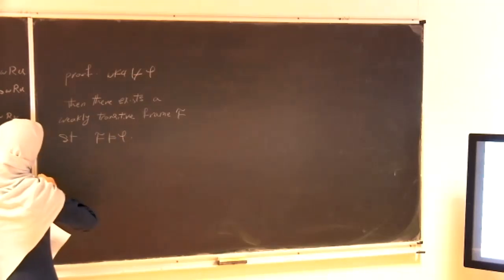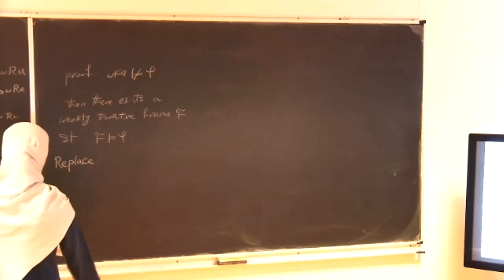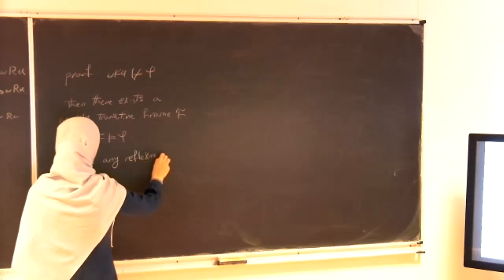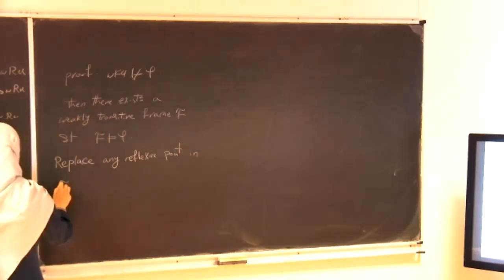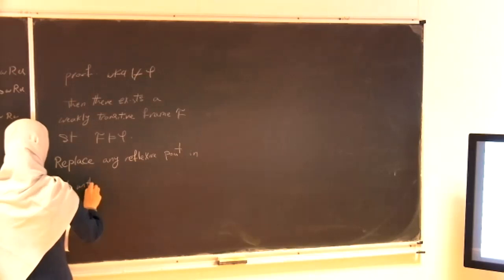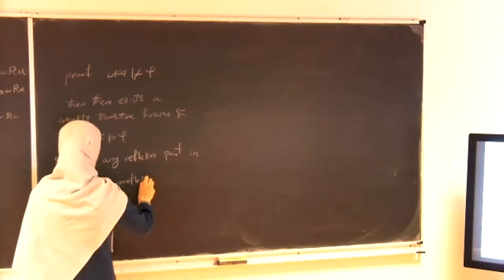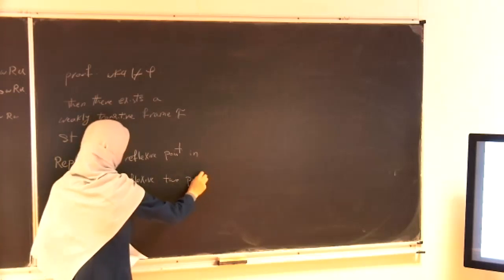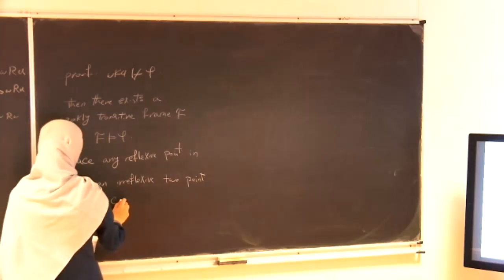Now, F may contain some reflexive points. Now, we replace any reflexive point in F with an irreflexive two-point cluster. Call the new frame G.